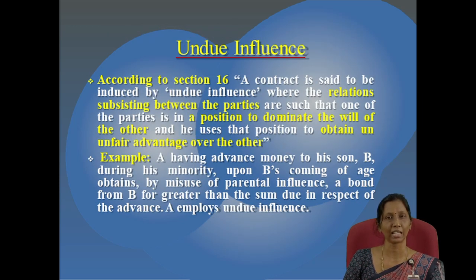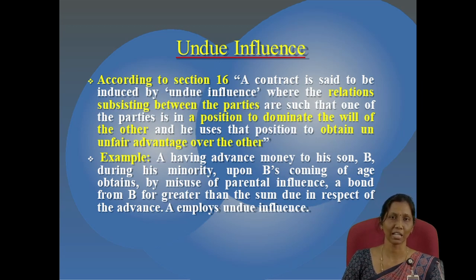Then the second one is undue influence, which comes under Section 16. What do we mean by undue influence? It exists in a relationship, where one party uses the relationship to their advantage and makes the person enter into the contract. For example, A, a father, is advancing money to his son B.